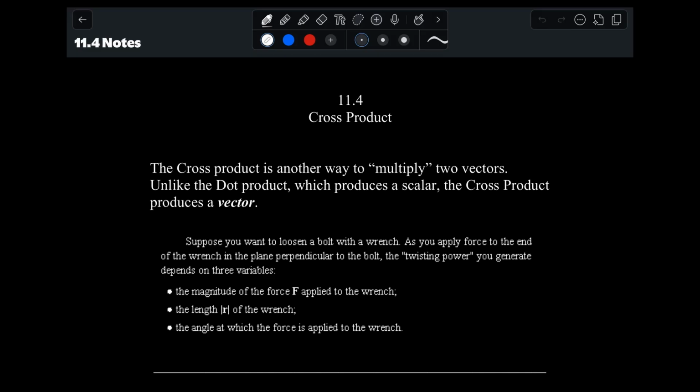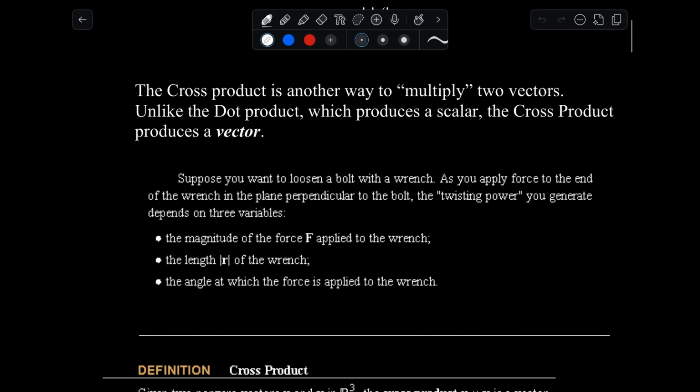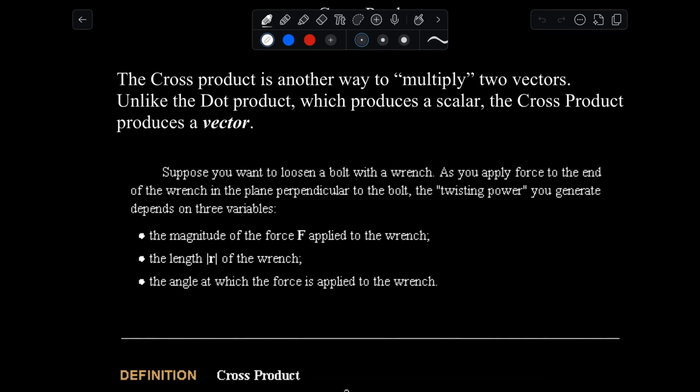Before we even start off, let's give a real world example, or a physics application of the cross product. Suppose you want to loosen a bolt with a wrench. As you apply force to the end of the wrench in the plane perpendicular to the bolt, the twisting power you generate depends on three variables: your force, your length r, and the angle at which the force is applied.